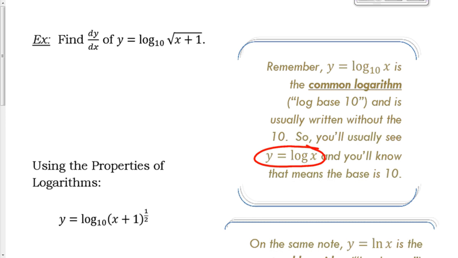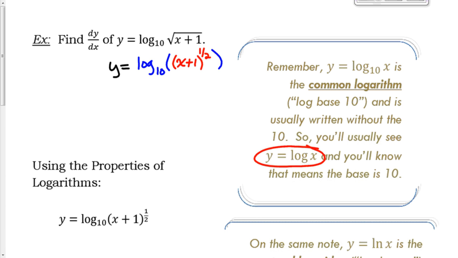So first I'm going to rewrite this with my inside and outside. And I'm going to rewrite this inside a little bit differently. So I have log base 10 of something, and this x plus 1 is taking the square root of that. I'm going to write that, the x plus 1, as being raised to the 1/2. And I'm taking the log of that whole thing.